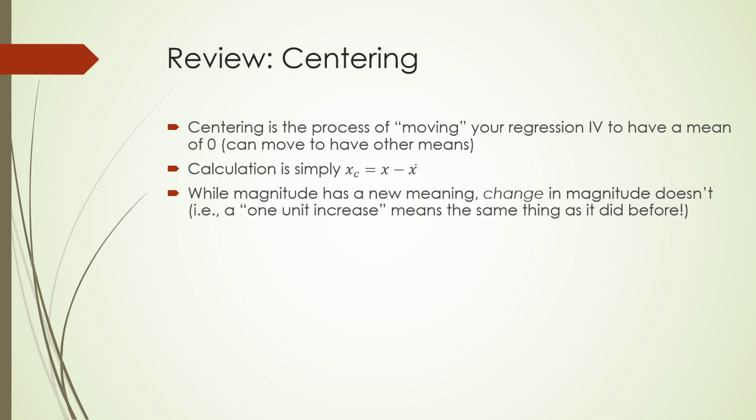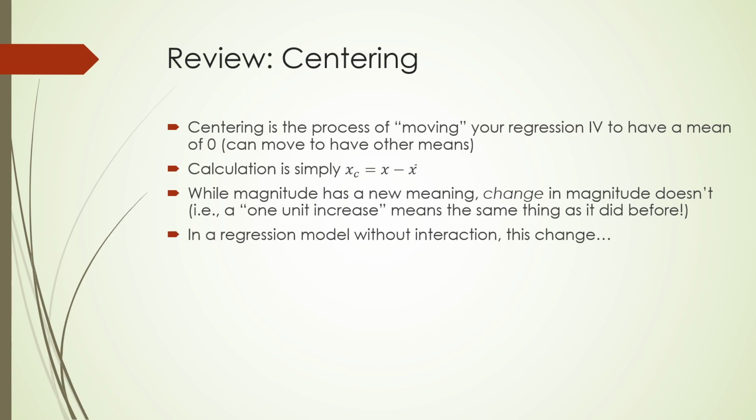Note that this changes the meaning of a magnitude. An x value of 1, that is, no longer means x equals 1. An x value of 1 now means 1 bigger than the mean. But the change in magnitude doesn't change. That is, a 1 unit increase now means exactly the same thing as it did before. So the change in magnitude is something that stays the same. Single unit increases are important to stay the same for regression so that our interpretation of the parameters stays the same.